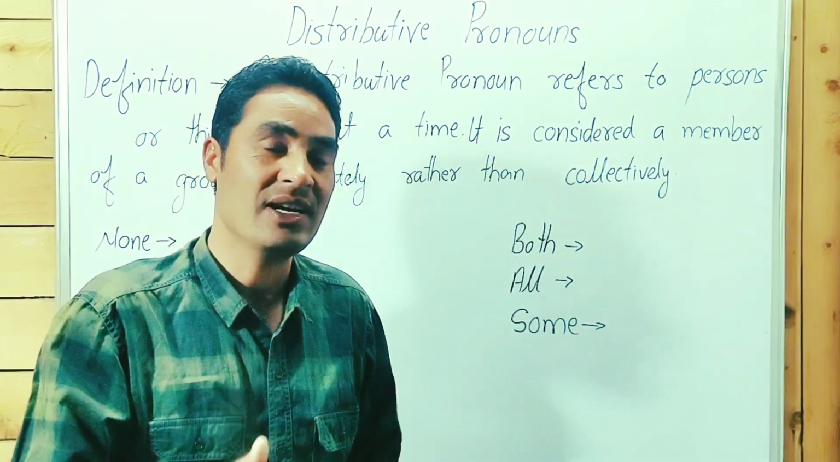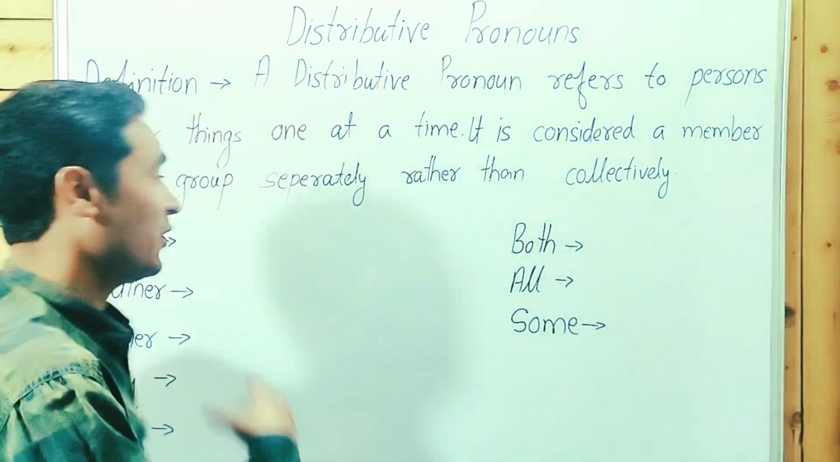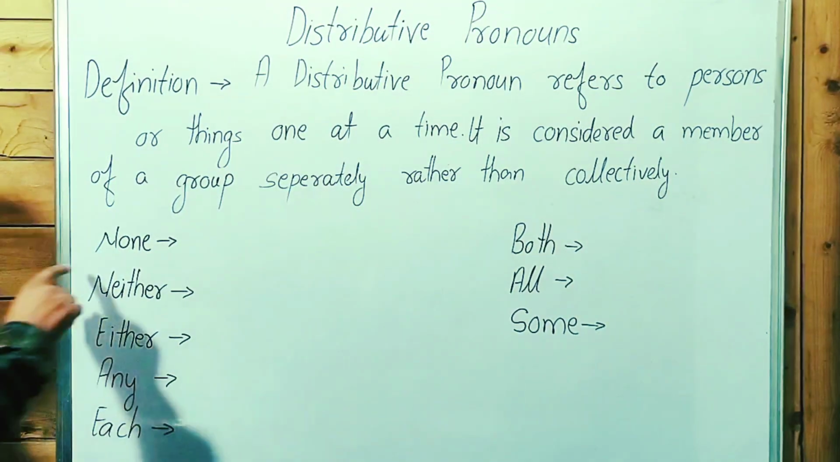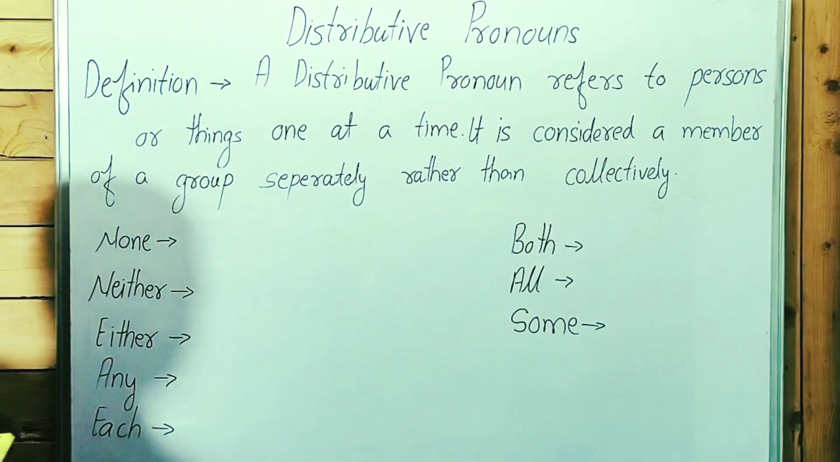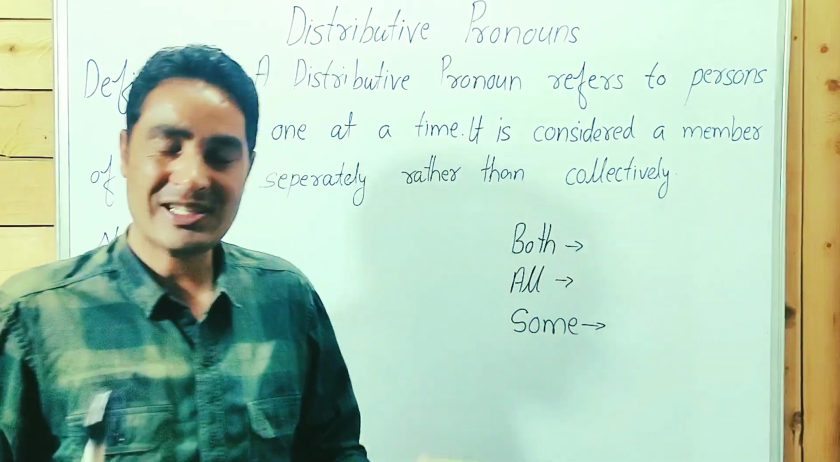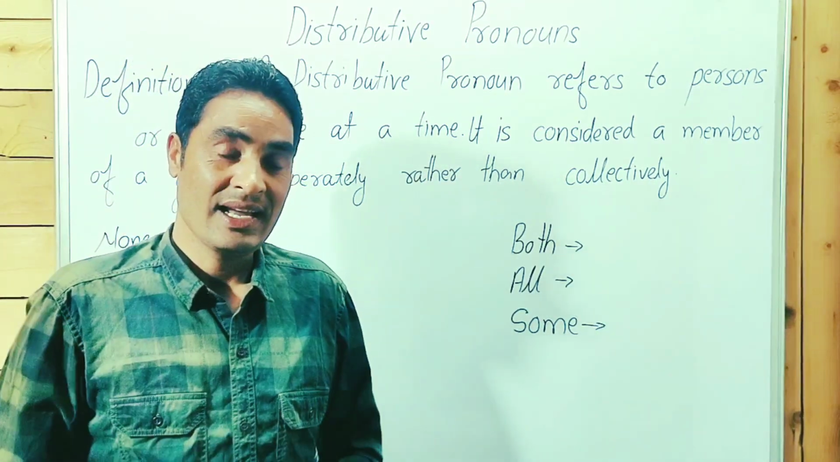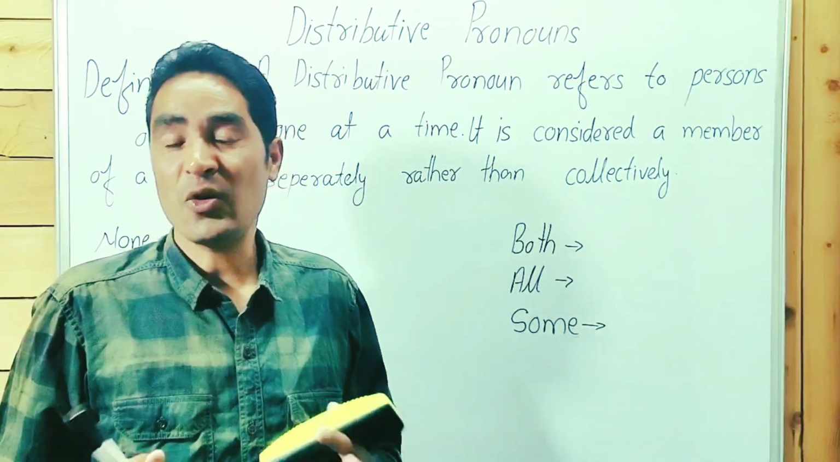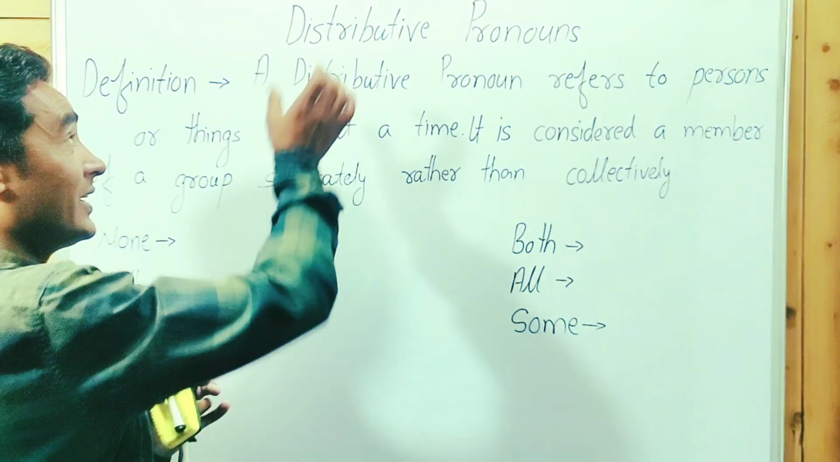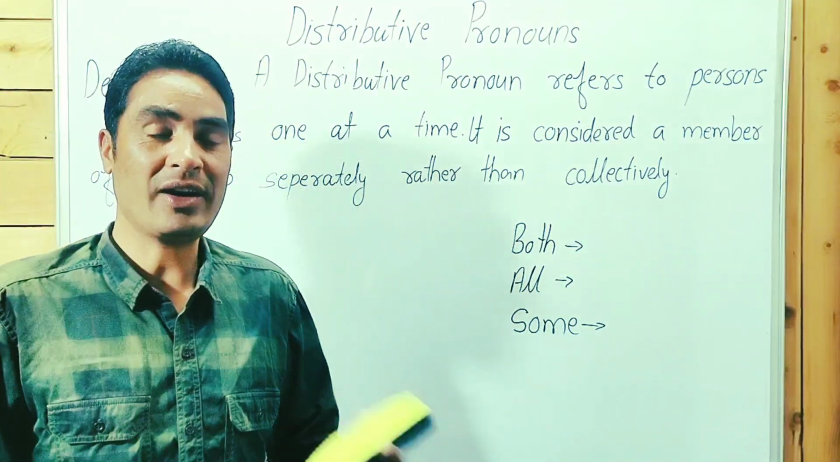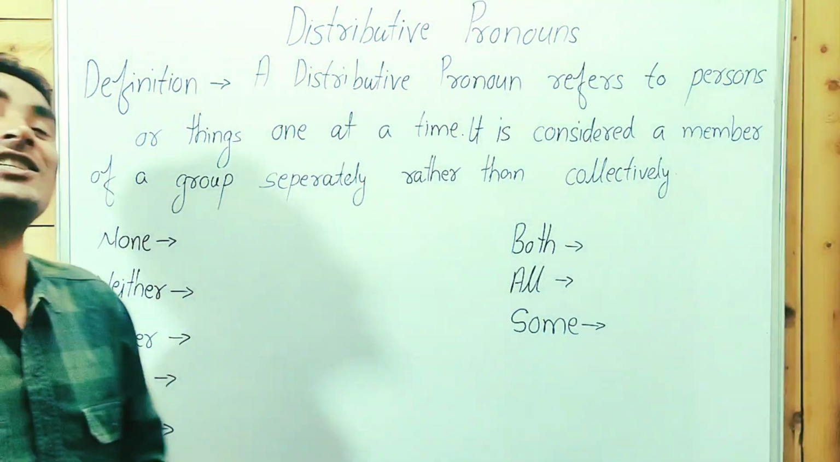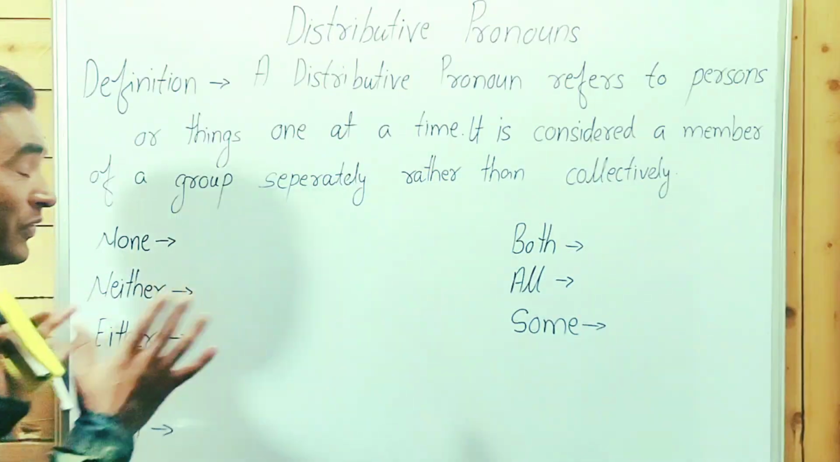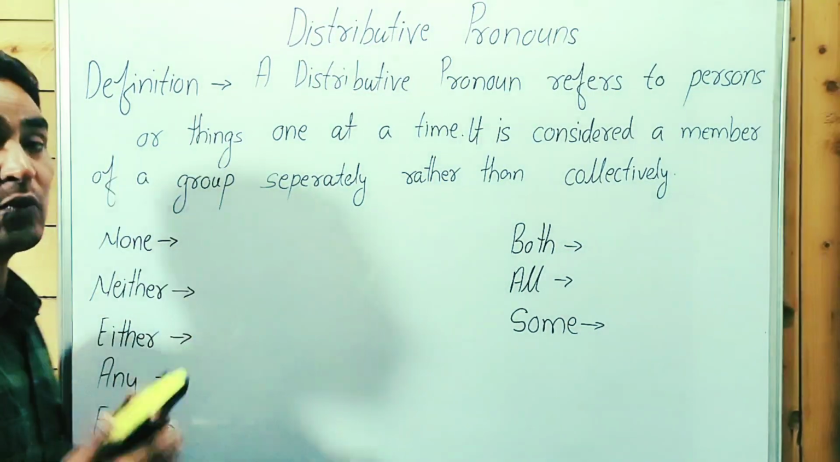Okay, I have explained this maybe in a previous video if you have watched it. So guys, here: none, neither, either, any, each, both, all, some, everybody, anybody, everything, etc. We are going to learn about these words as distributive pronouns, and how we use them. So don't be confused. In the next video we will learn more about it.